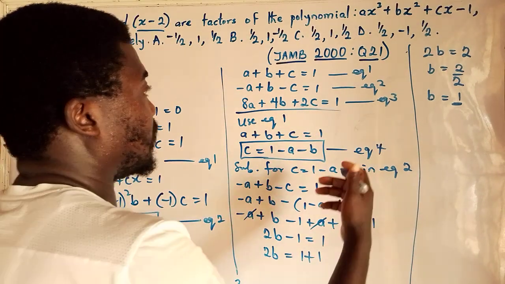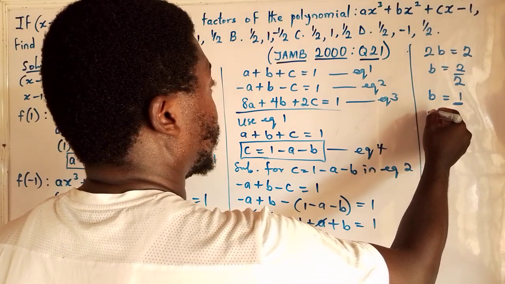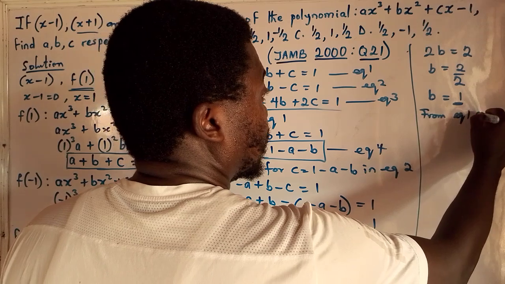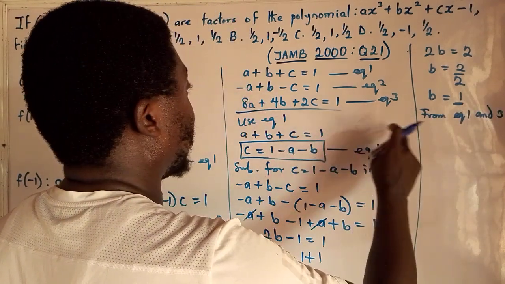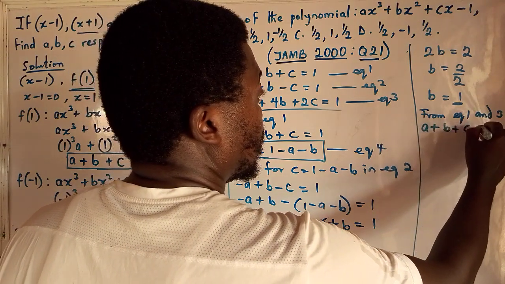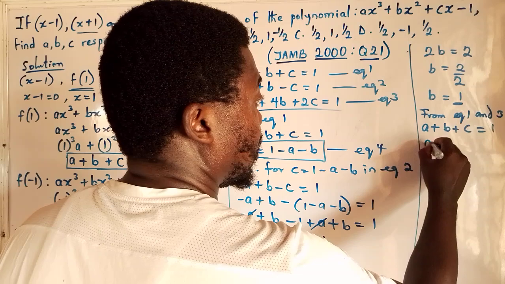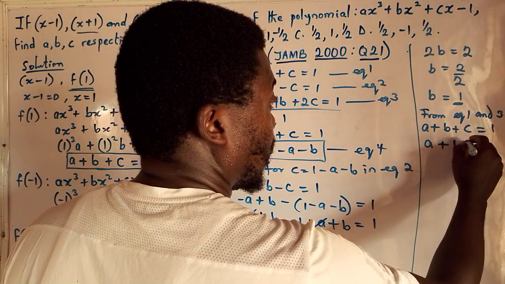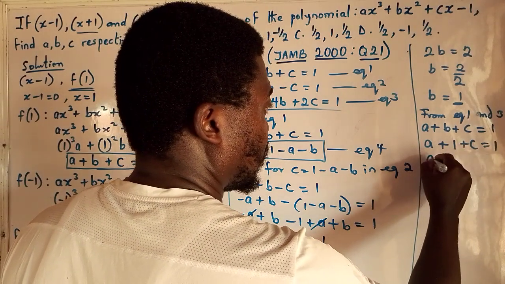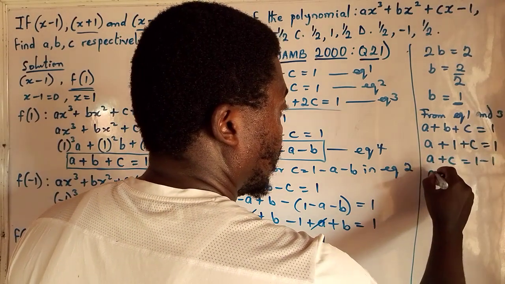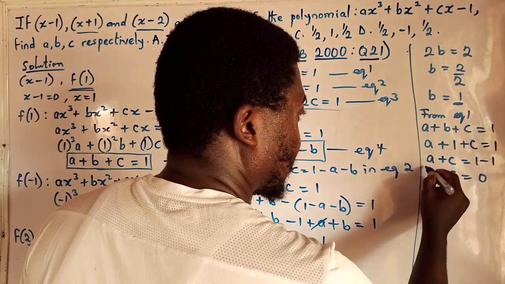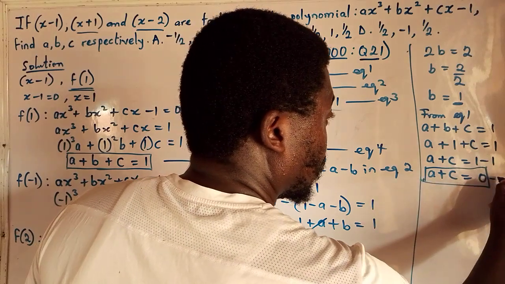So from there, we have equation 1. What will now be the value from equation 1? We have the value of B is already known. In equation 1 we have A plus B plus C equals 1. So B is 1, so we have A plus 1 plus C equals 1. If we take this 1 to the other side, we have A plus C equals 1 minus 1. A plus C equals 0. So that's from equation 1. Let's take this as equation 5.